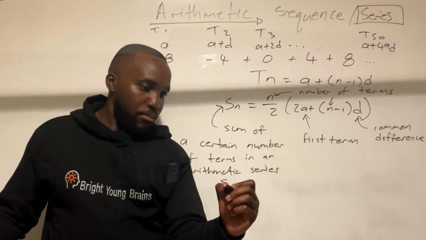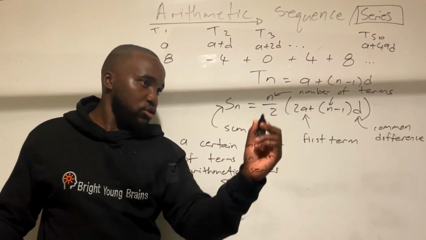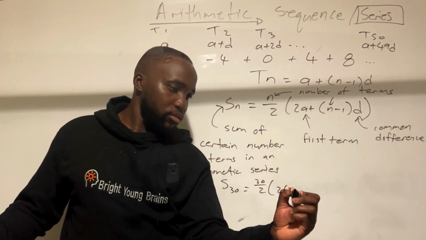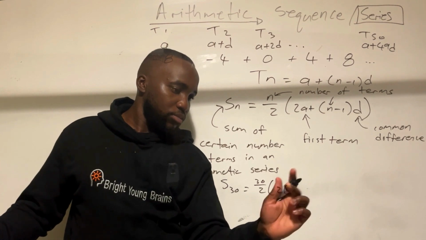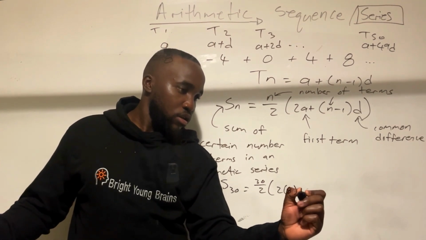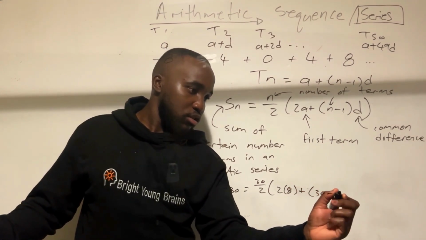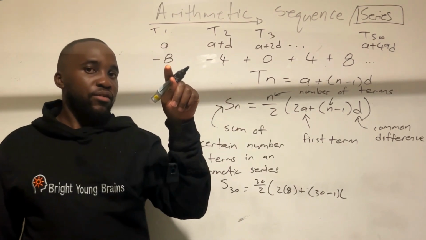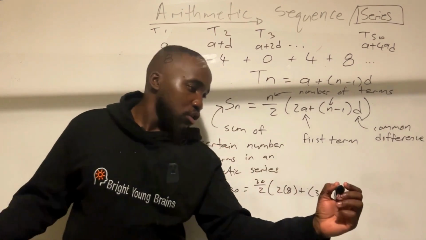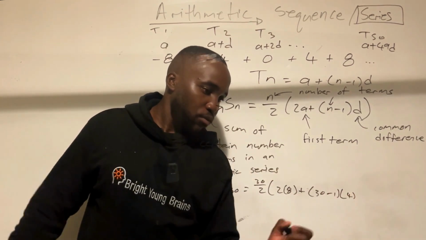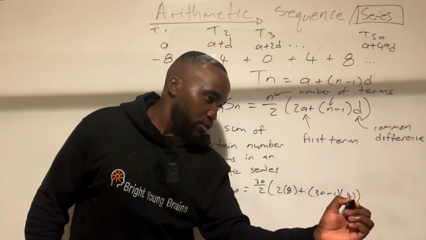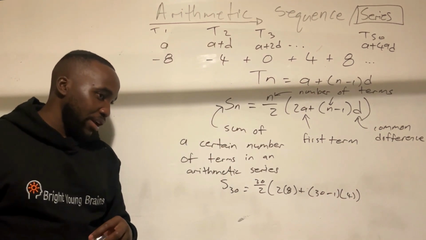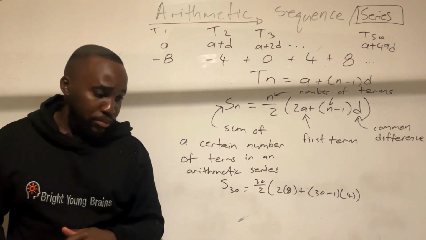Because if they want the sum of the first 30 terms, you would put 30 over 2, 2 times the first term, which is positive 8. And then our common difference there: from negative 8 to negative 4, you added 4, so the common difference is 4. And note how I put the value of D inside brackets, because if you don't put that number in brackets, things are going to be a bit messed up.